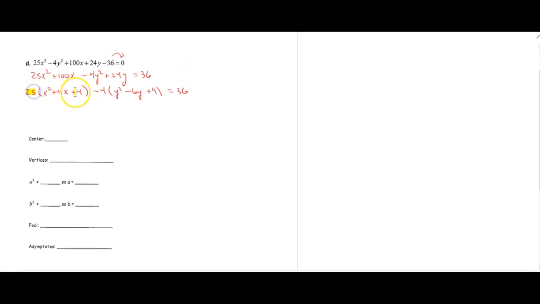But if you look, 25 times 4 is 100. So on this side, I have to add 100. Here, negative 4 times 9 is negative 36. So I have to come over here and subtract 36. So what this gives me is 25 times x plus 2 all squared minus 4 times y minus 3 all squared equals 100.